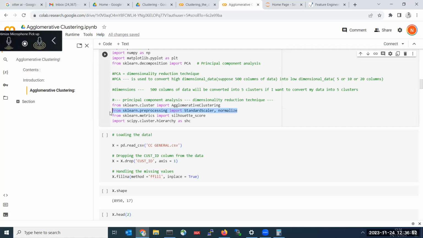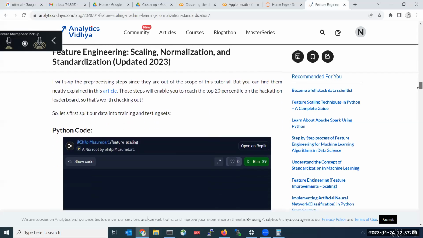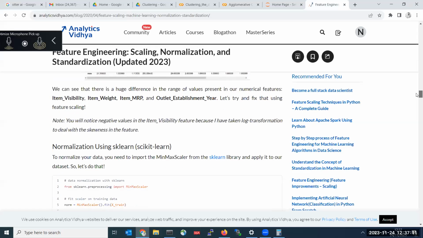From sklearn.preprocessing import StandardScaler, Normalize. So these are all the techniques. If you want to import normalization, you need to import another module called MinMaxScaler. That is what it will represent.